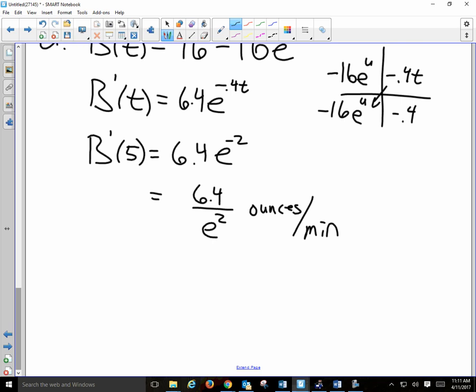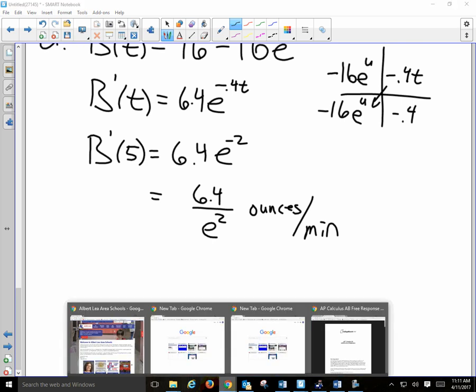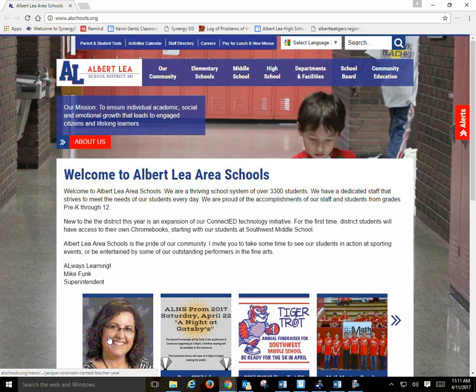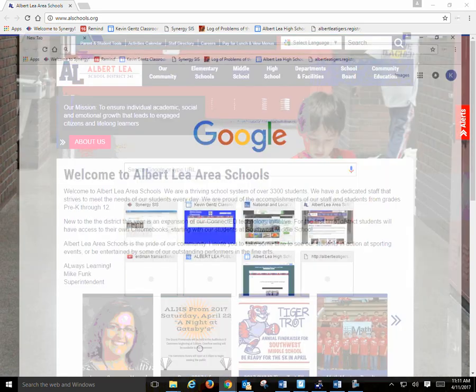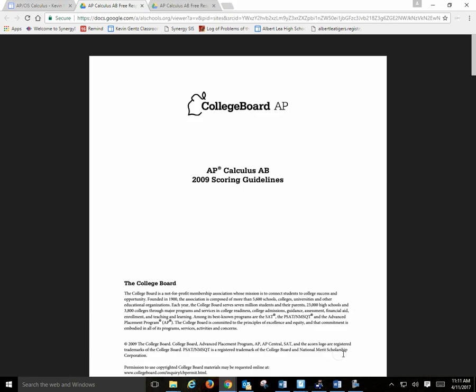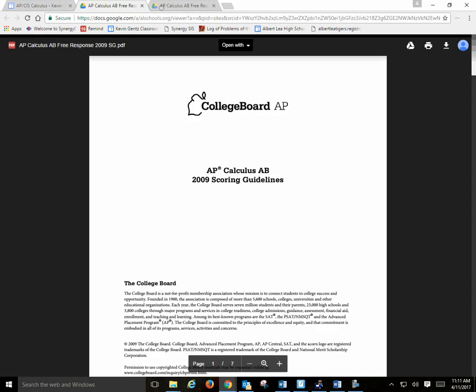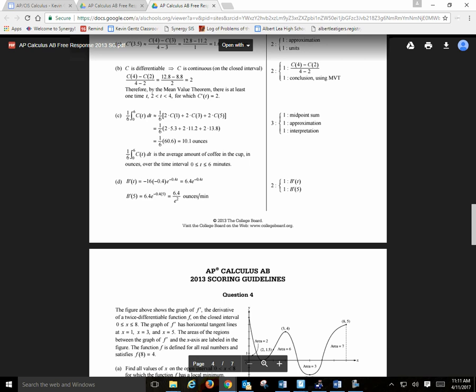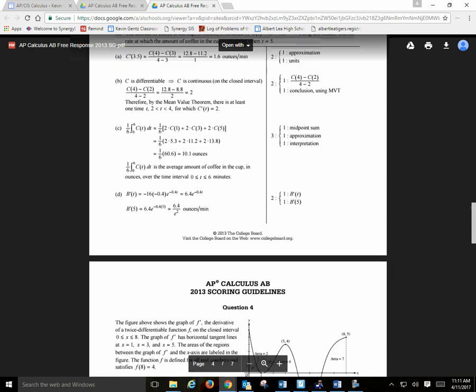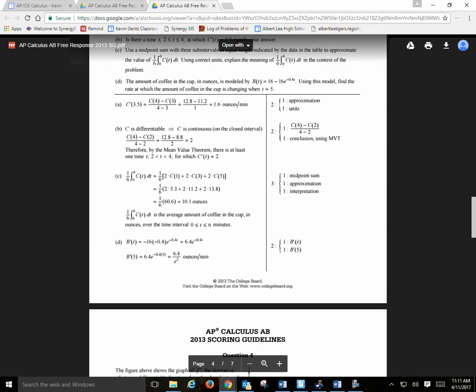Let's check our scoring guide, see how we did. Okay, looks like it's right here. 1.6 ounces per minute. You can see in part B here, I don't know if they would take points off for that or not, but they say C is differentiable, therefore C is continuous. I don't know if you have to make that statement or not.